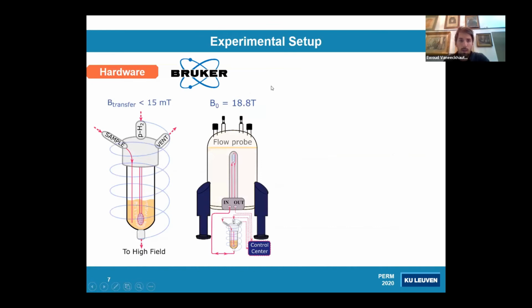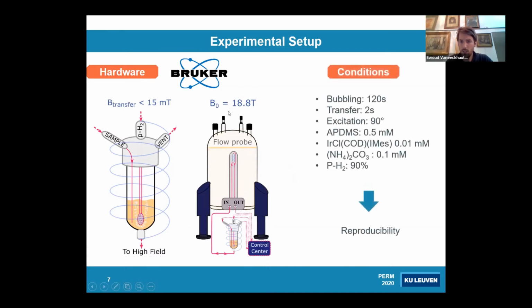First of all, the experimental setup. We were very lucky to collaborate with Brugger on using this system here. It's a prototype field cycling device in which we bubble our solution. We administer parahydrogen to our solution, and then we can bubble and transfer to high fields. High field here is 800 megahertz, and this takes about 2 seconds.